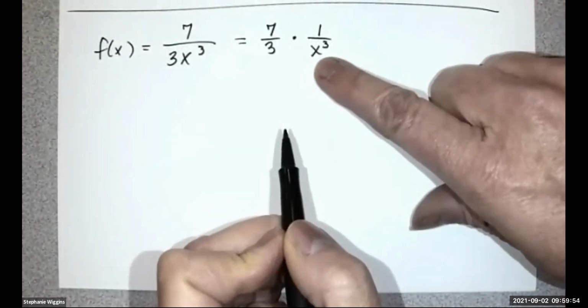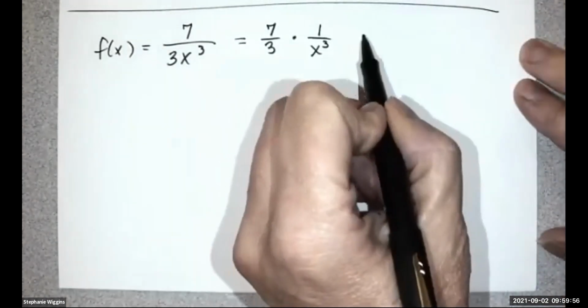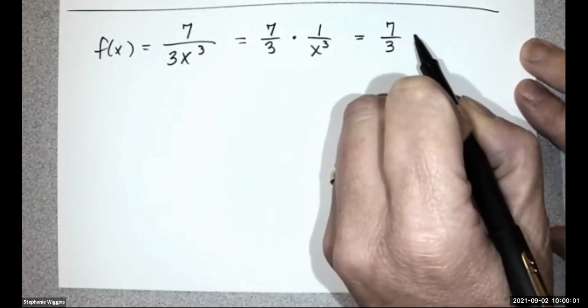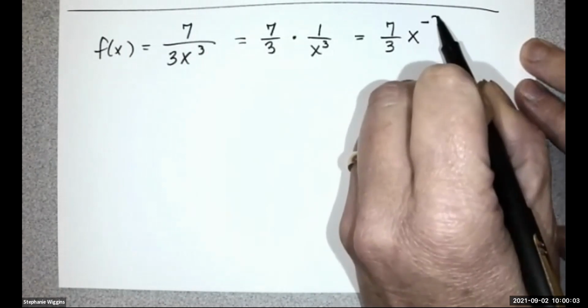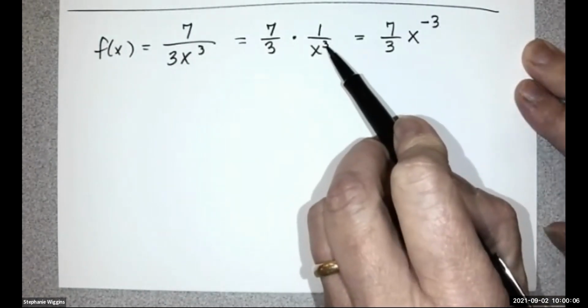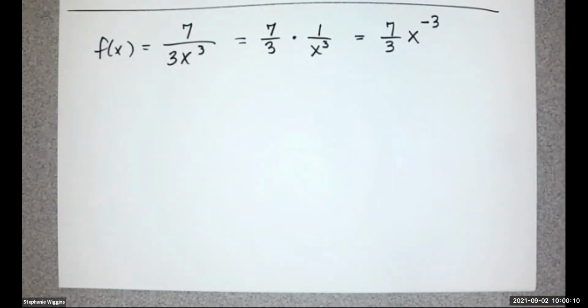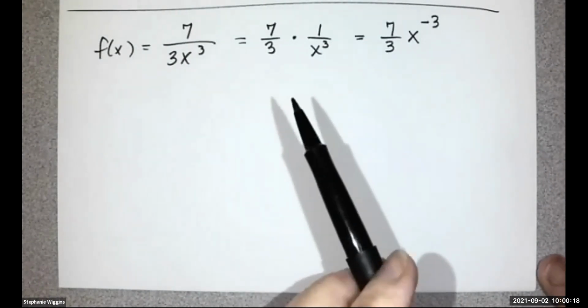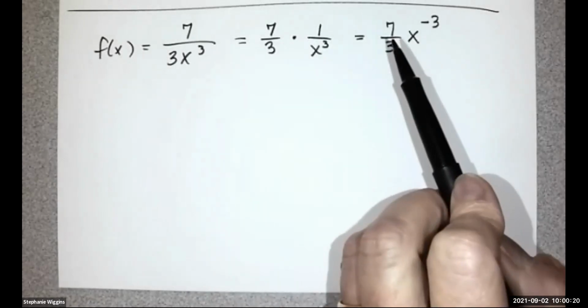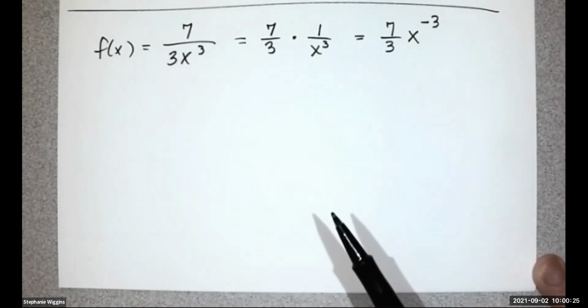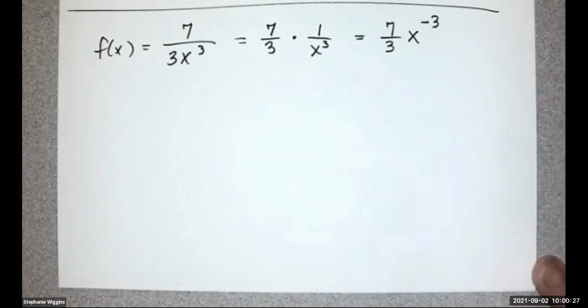Well, you don't want your power on x to be in the denominator, so you want to write this as 7/3 x to the negative 3. See, the exponent becomes negative when I move it to the numerator. One mistake that students might make is they'll move the 3 with the x into the numerator, but you can't do that. The 3 has to stay there. Okay, so it's 7/3 x to the negative 3.